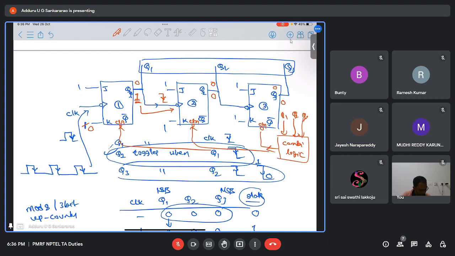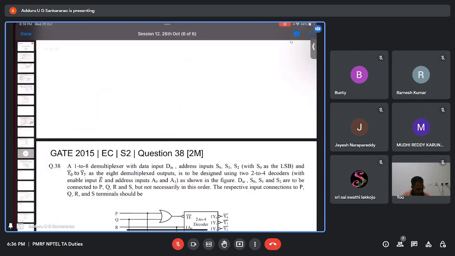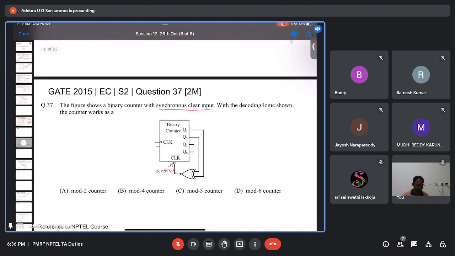Let us say the combinational logic circuit output is 0. The clear inputs are active low inputs. So when the output is 0, all the flip-flops will be cleared, then the outputs of all the Q1, Q2, Q3 become 0. It is coming to the initial state. Now in this circuit, in the question, the same thing is happening here.